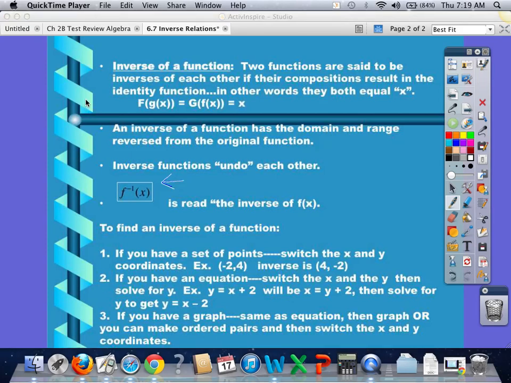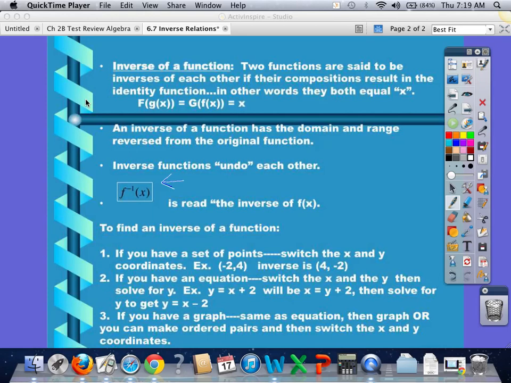All right, to find an inverse of a function, you have three different choices depending on what they give you. If you have a set of points, all you have to do is switch the x and y coordinates. For example, the ordered pair negative 2, 4, the inverse is 4, negative 2. Don't change the signs, you just change the order. So x becomes y and y becomes x.